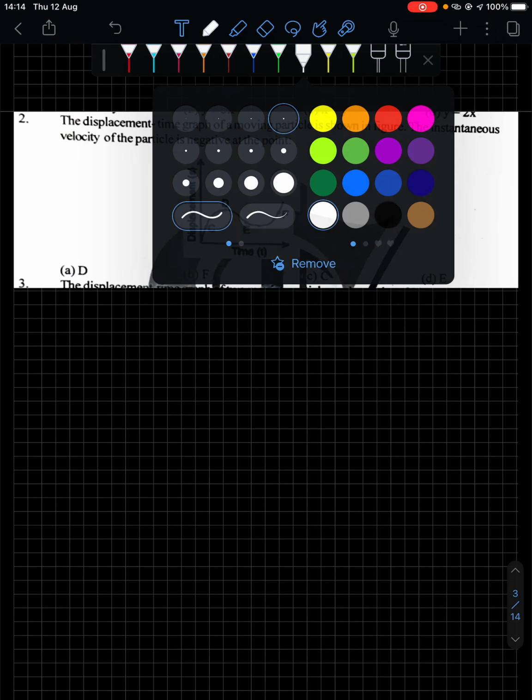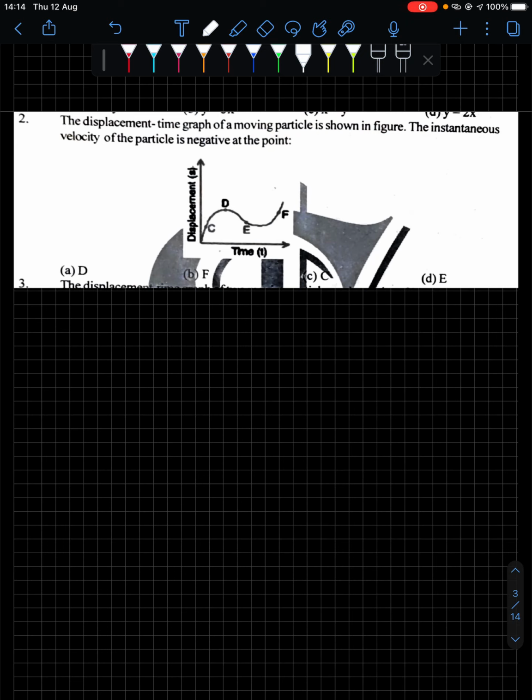So the second question, displacement time curve of a moving particle is given. Okay, instantaneous velocity of the particle is negative at which point? So you see here at C it is a positive curve, right? Positive slope. F is positive slope. So here the instantaneous velocity will be positive.